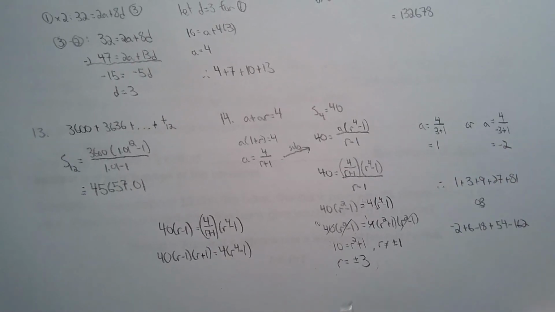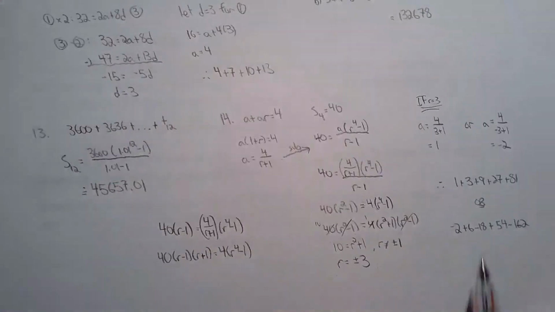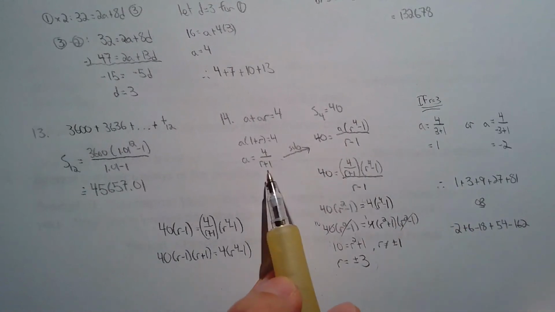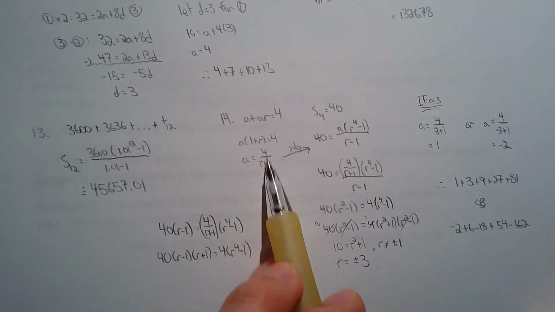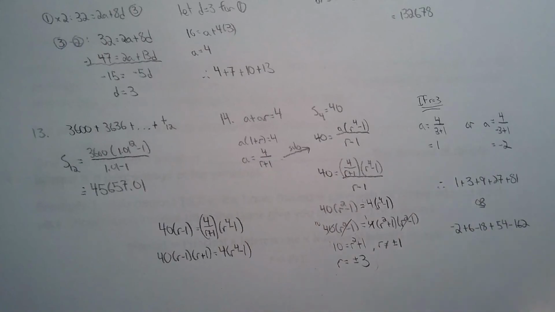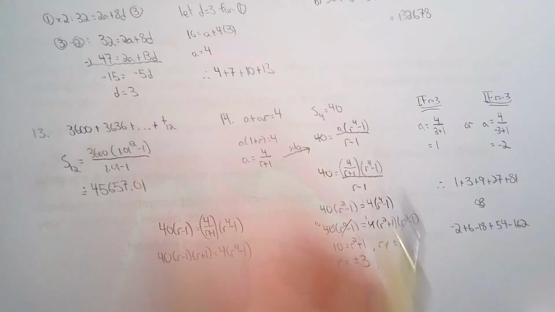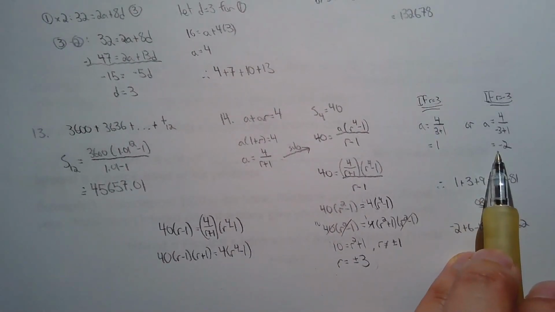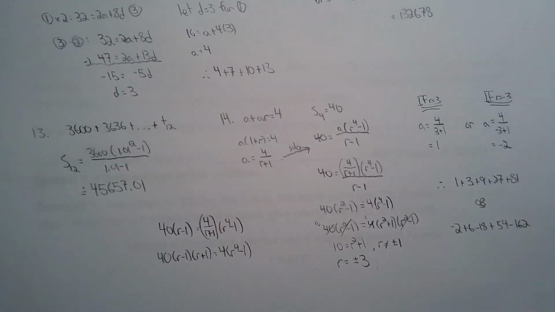If R equals 3, then A is equal to 1, using what we know about A: A is equal to 4 over R plus 1. Now, if R is equal to negative 3, there's a different value of A. If R is negative 3, then A is negative 2. Bam, bam, bam. That's your first 5 terms of the geometric series. And of course, there are two possibilities because you have different A values and different R values.